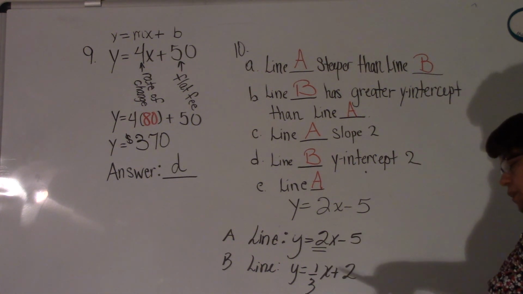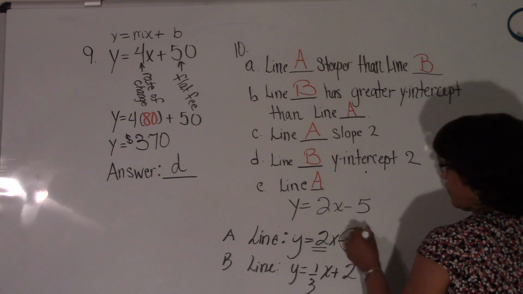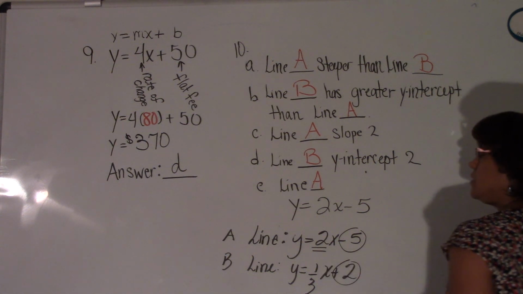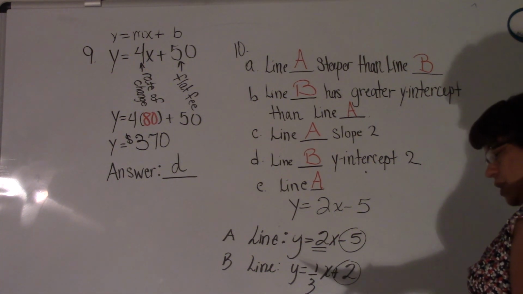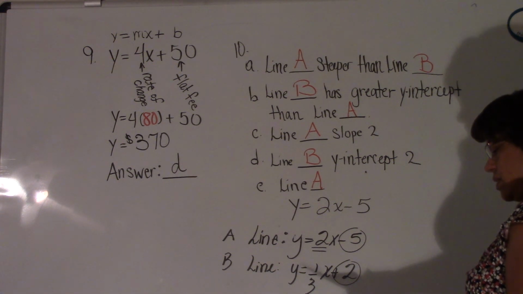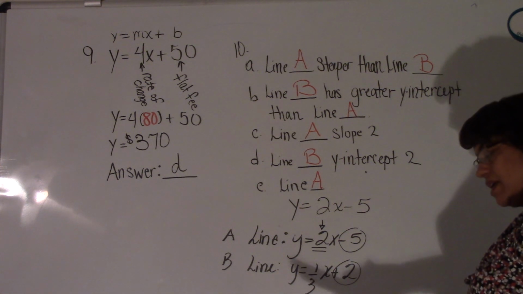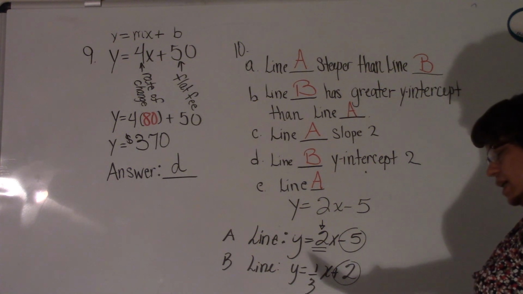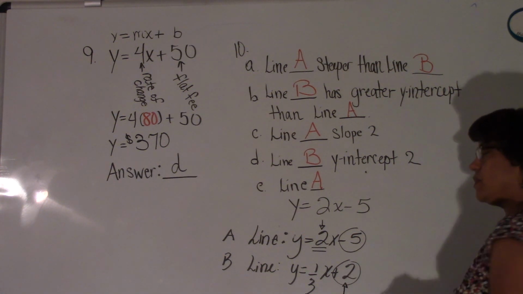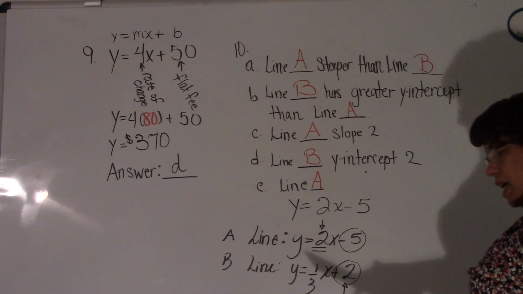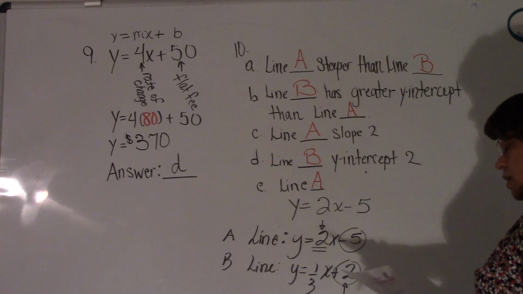Letter B, line blank has a greater y-intercept. Well, you look at the y-intercepts, this one is -5, this one is +2. So line B has a greater y-intercept than line A. Letter C, line blank has a slope of 2. The slope is in this position, so that's got to be line A. Look at letter D, line blank has a y-intercept of 2. Well, we look at this position for our y-intercept, so that's line B. And for letter E, line blank has an x-intercept of -6.